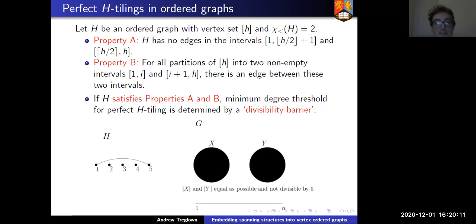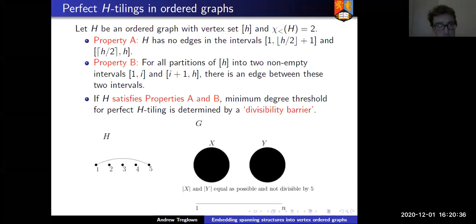Well, in this case, the minimum degree threshold is governed by the extreme example being a divisibility barrier. More specifically, we show in this case that if you've got minimum degree n over 2 plus a bit, then you definitely have a perfect H tiling. And if you're below that, you may not contain a perfect H tiling, through the following example.